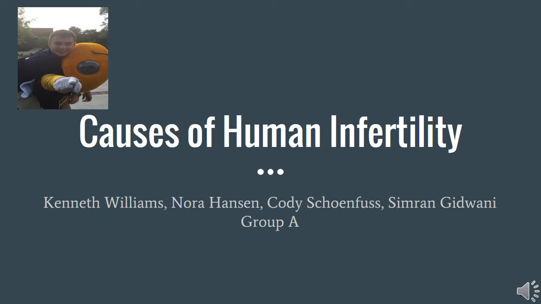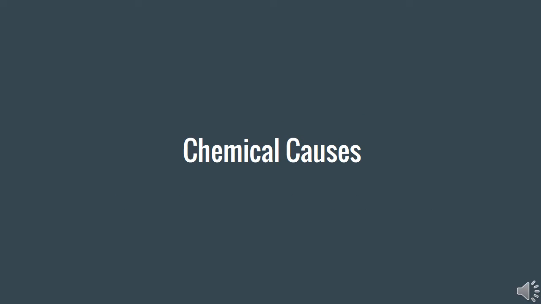For our purposes, we will be focusing on the physiological causes of infertility, specifically chemical and psychological causes. We will start by discussing chemical causes. For instance, a common chemical found in many everyday plastics may be causing fertility problems in males.